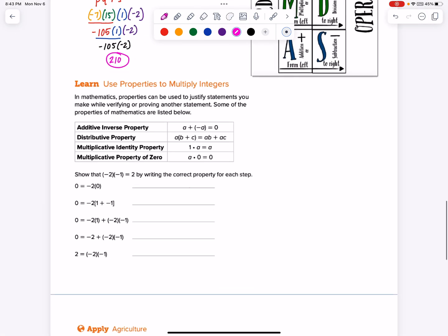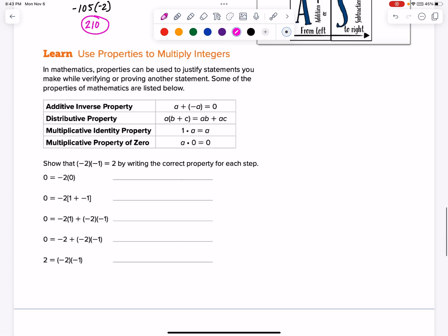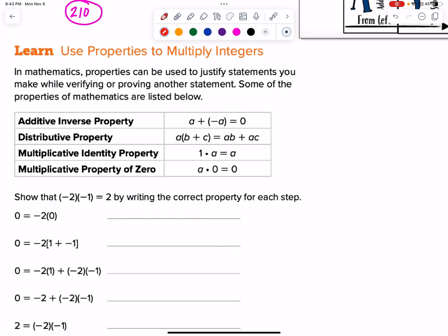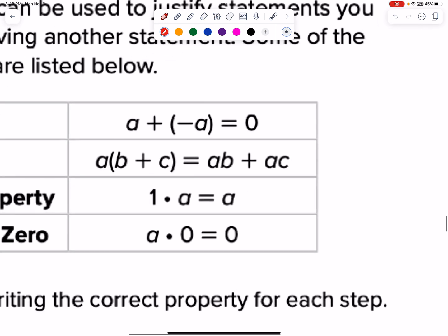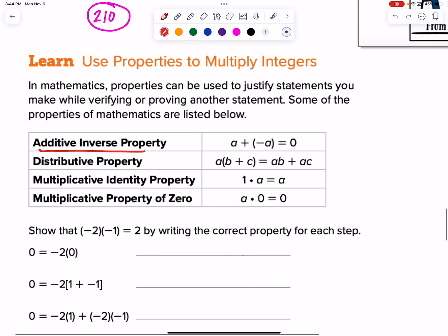All right, this part, I don't really love this section here, but I'll talk through it real quick for you. It is good to be familiar with the properties. Additive inverse property, remember that just means the opposite. When you add, like if I had 4 and I add a -4, those are going to make 0. Okay, so that's what that one is. We talked about that before.